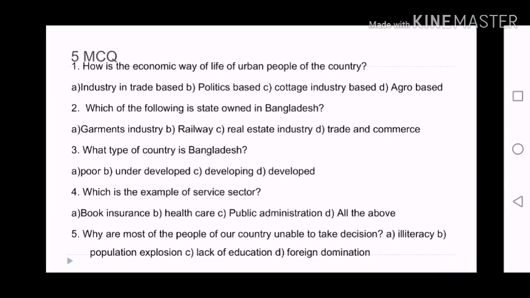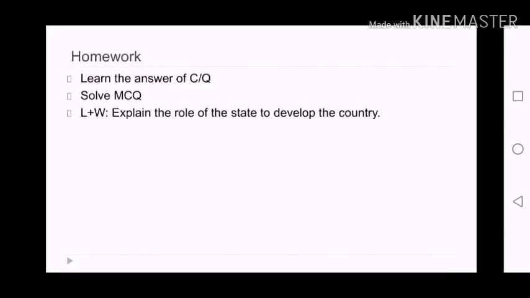Now, after solving the two creative questions, it is time to give you the homework. There are 5 MCQs you can see on the screen. Please solve these. Along with this, learn the answer of the CQ, solve the MCQs, and you have to learn and write, explain the role of the state to develop the country.